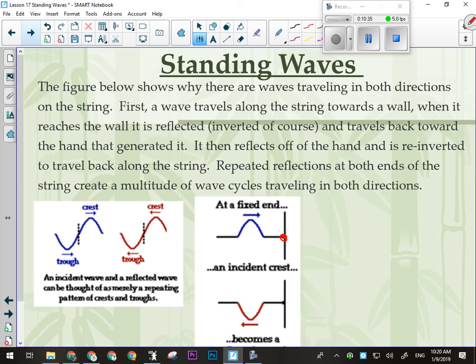Those reflected waves keep coming back, and you keep getting waves that are again the same frequency, same wavelength, so they always interfere at the same places.